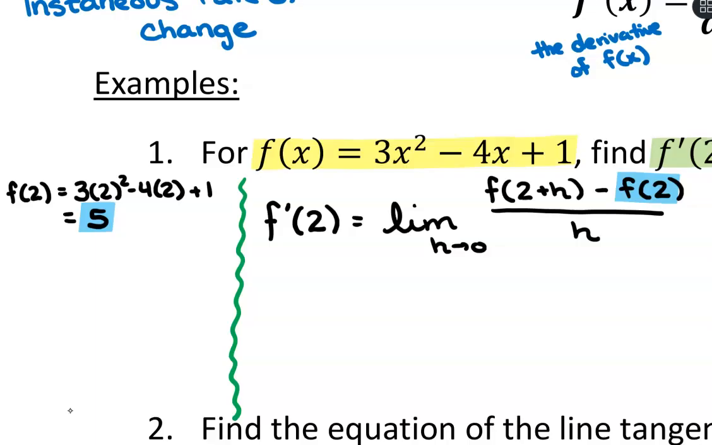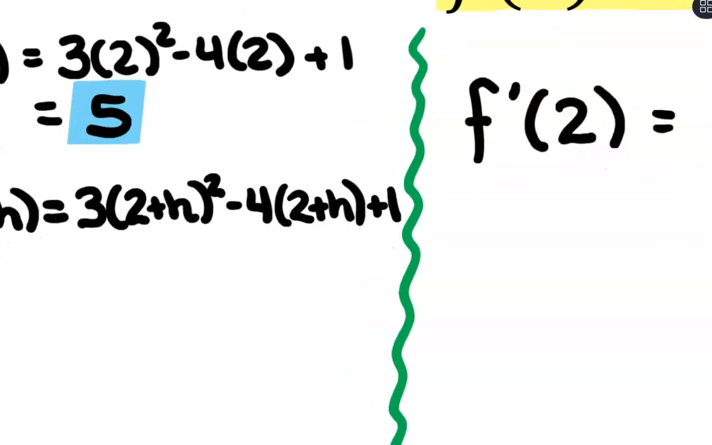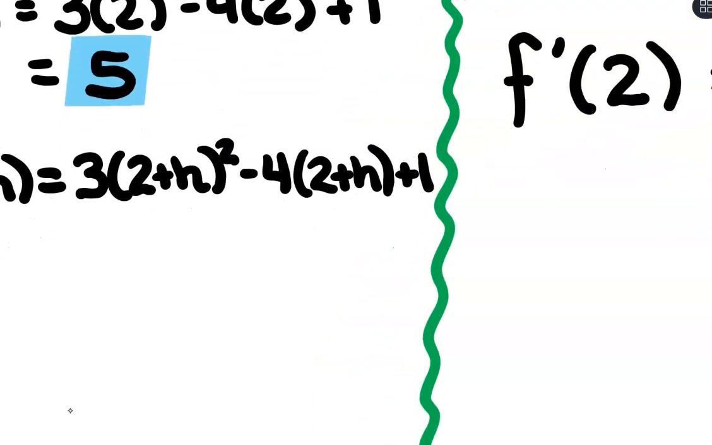What I also need to know is f of 2 plus h, and this is a little messier. So this is the one that I especially like to do the work off to the side, to make sure I have a single expression that I'm going to substitute in. So this is going to be 3 times 2 plus h squared minus 4 times 2 plus h plus 1. And what I want to do is just simplify that down.